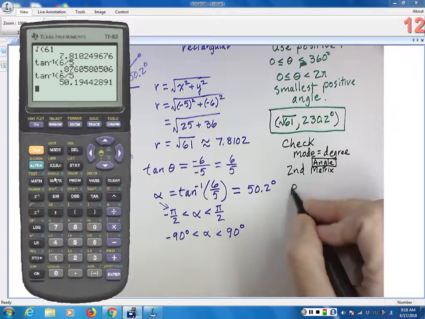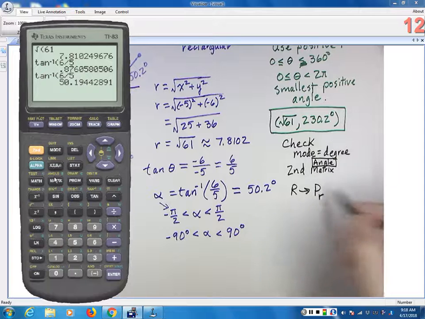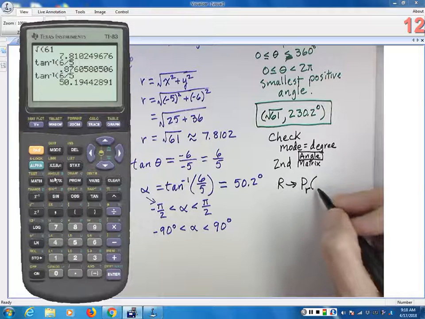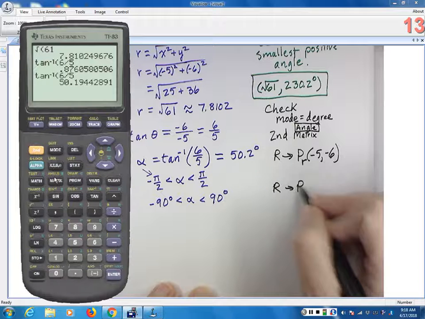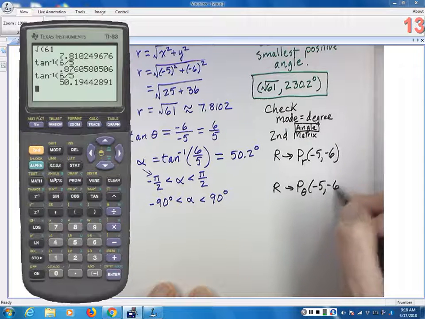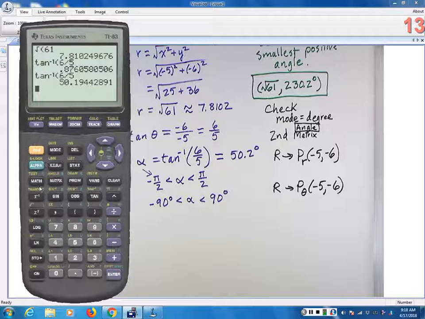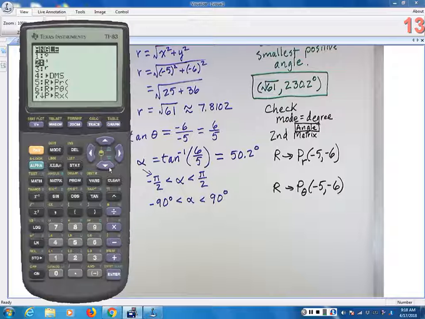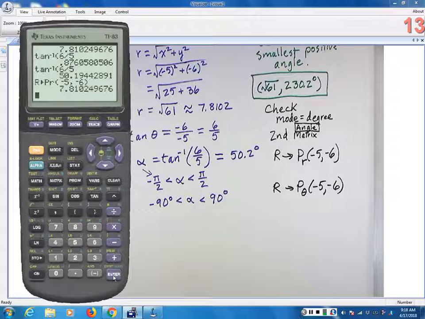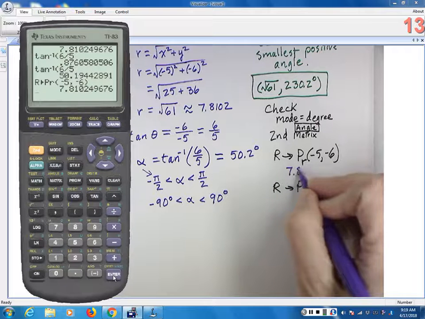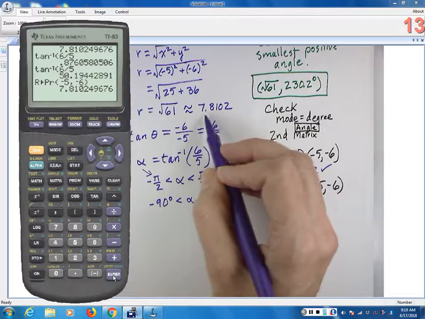We want to go from rectangular to polar and find r. It has us type in -5, -6. Then we'll do it again with rectangular to polar and find theta with -5, -6. So, second angle, rectangular to polar, r. Type in -5, -6. And we get 7.8102. So that checks. We got the same thing.